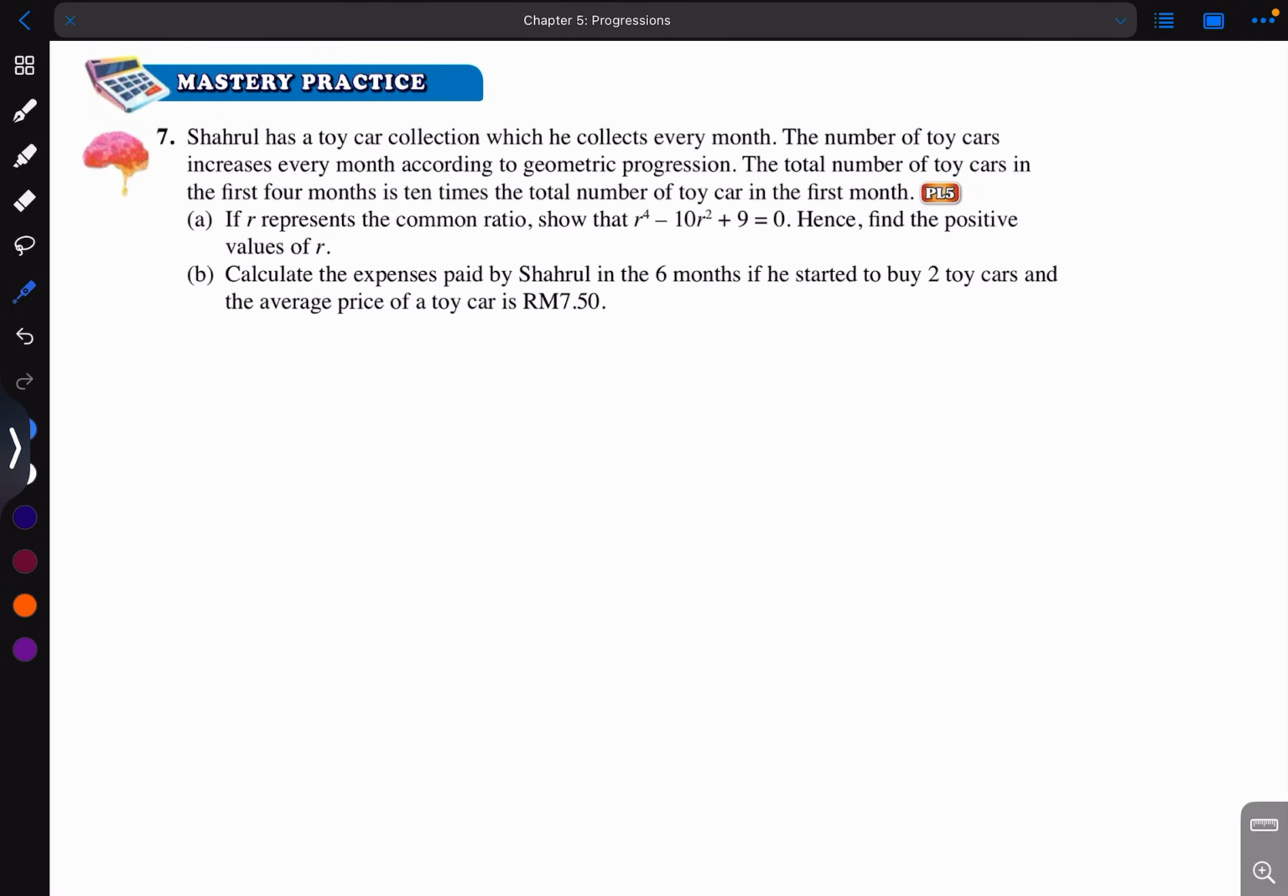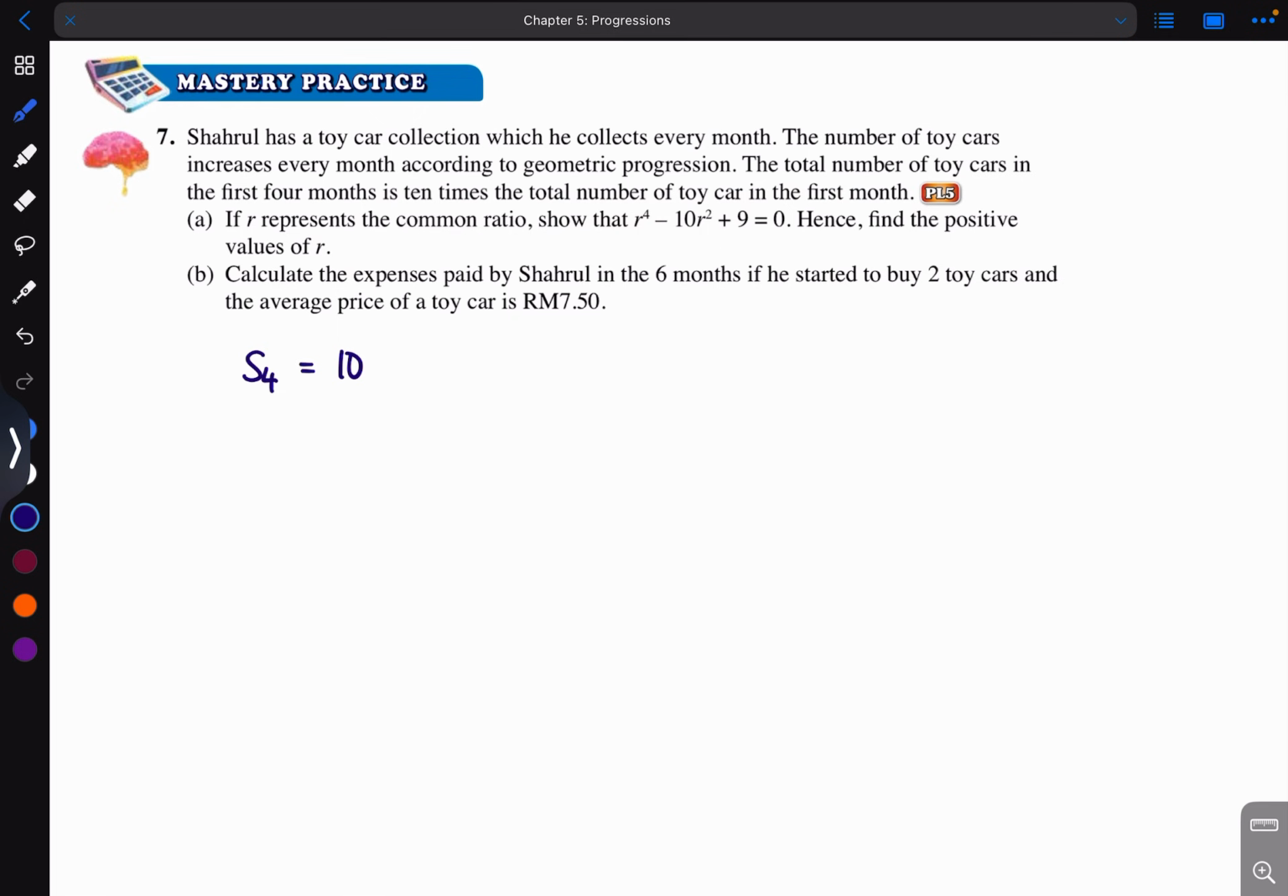Mastery practice question 7. Sharul has a toy car collection which he collects every month. The number of toy cars increases every month according to a geometric progression. The total number of toy cars in the first 4 months, S4, is 10 times the total number of toy cars in the first 2 months.